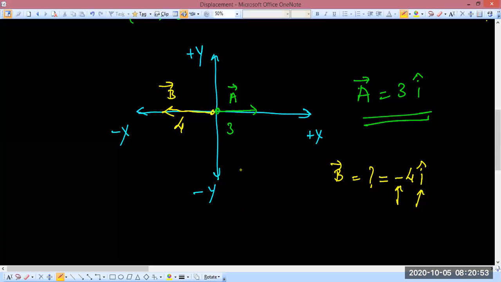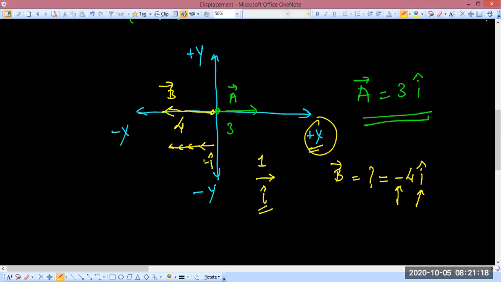Because listen to this. i caret means unit vector, one length, one magnitude on the right side, on the positive x side. But this vector is 4. So actually I'll have to draw 4 i carets but in the opposite direction. I hope you understand what I'm saying. So this is minus i caret, minus i caret, minus i caret, and minus i caret. So total minus 4 i caret.